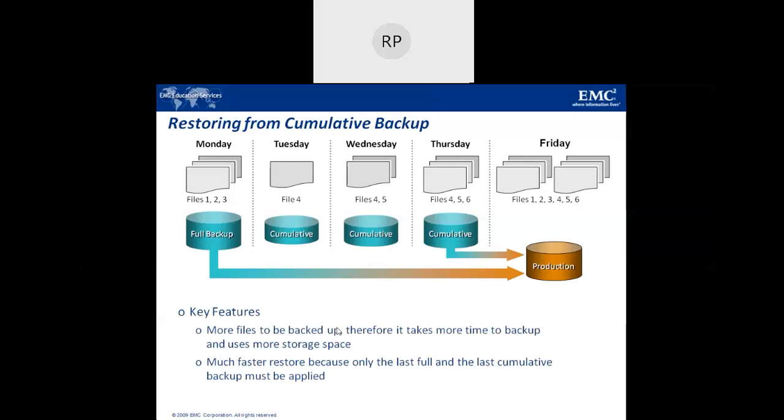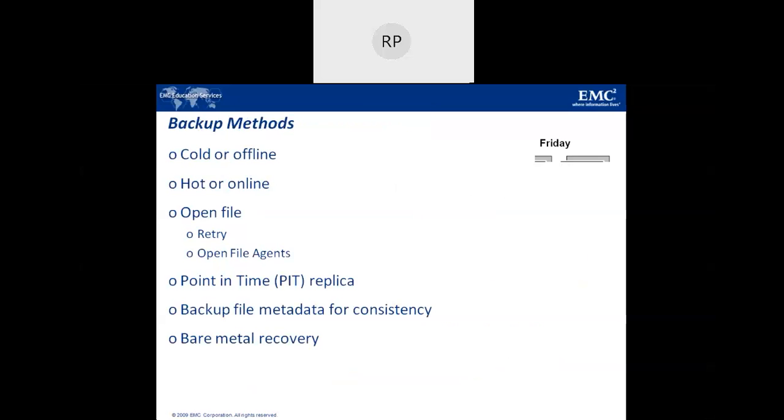And the key features are more files to be backed up, therefore it takes more time to back up and uses more storage space, because in this backup you have backed up 3 files 4, 5, 6, and it is going to take more time to back up as well as more storage space. And much faster restore, because you only have to take the last full backup and last cumulative backup, which are applied to generate your production data. This is how the restoring for cumulative backup occurs.